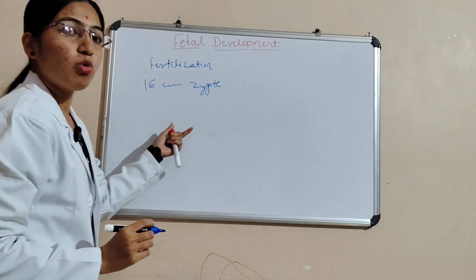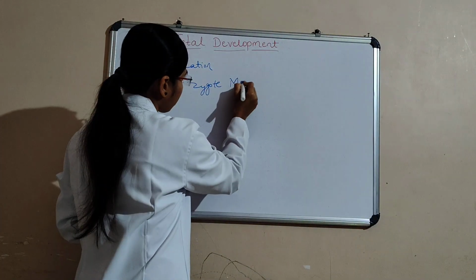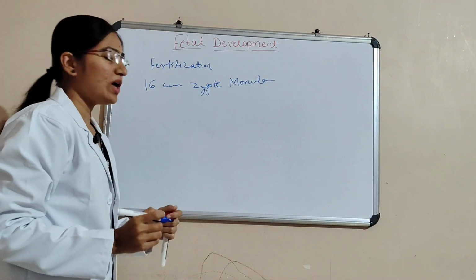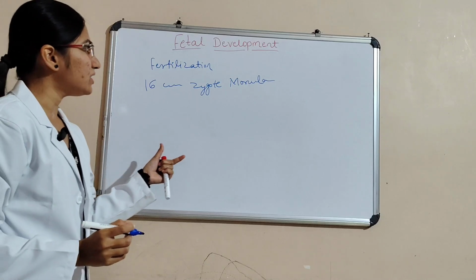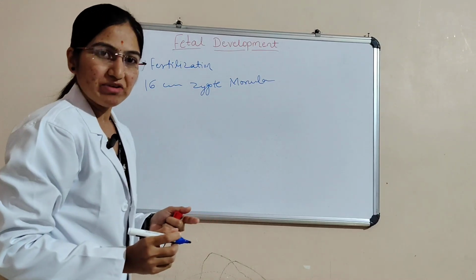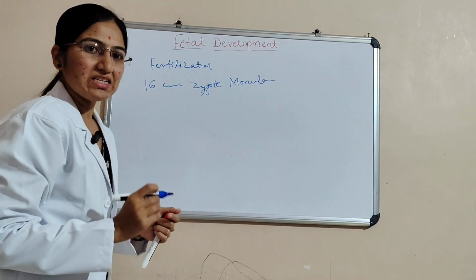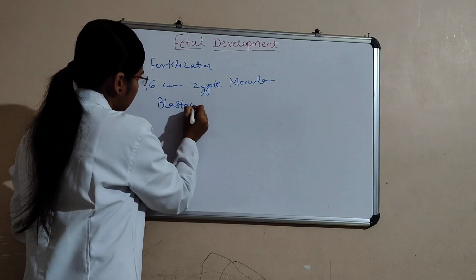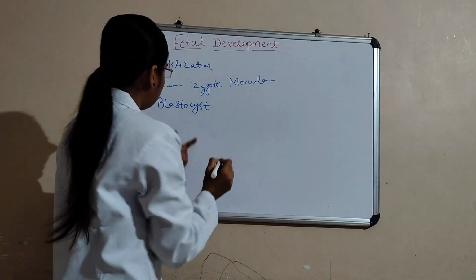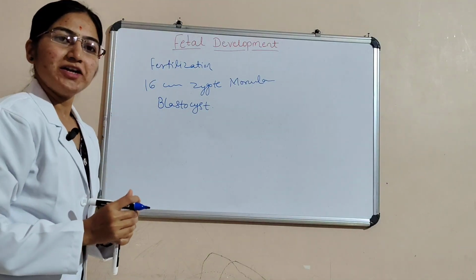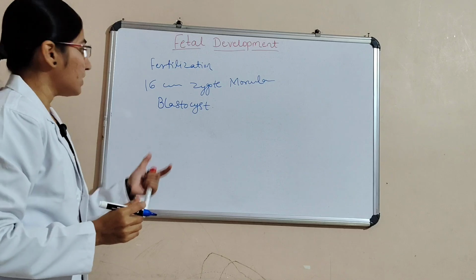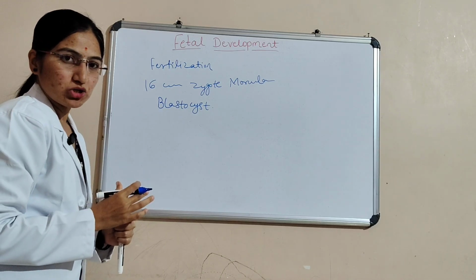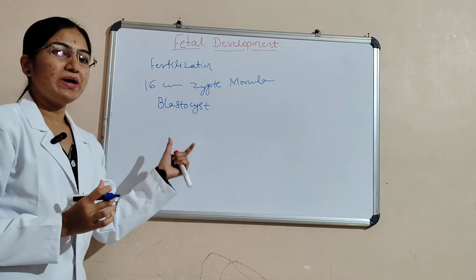This zygote is called morula. This morula enters into the uterine cavity with fluid filled. That is called blastocyst. And then this enters into the endometrium of the uterus, and it is going to implant. That is called implantation. After that, development starts.